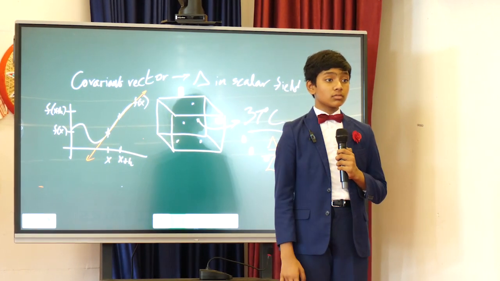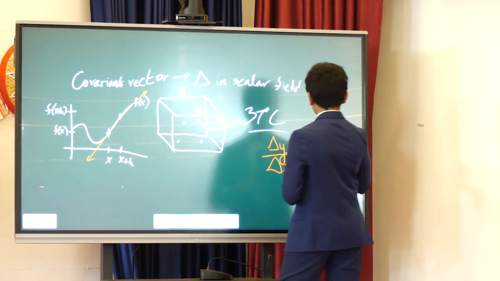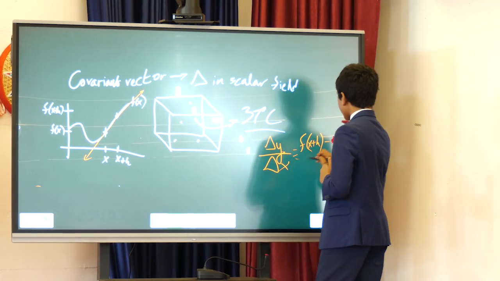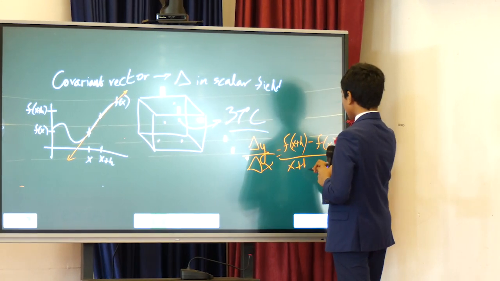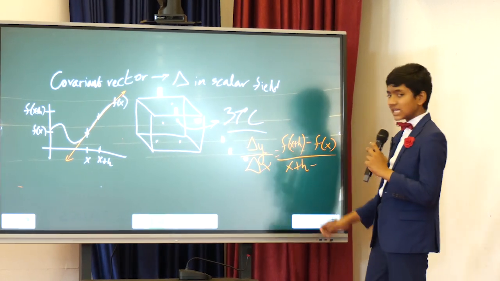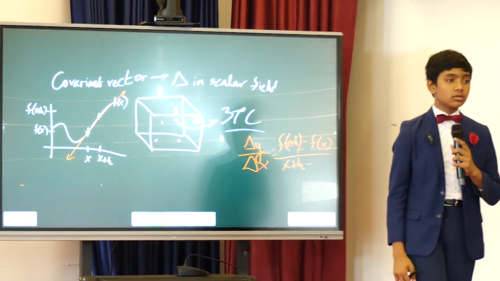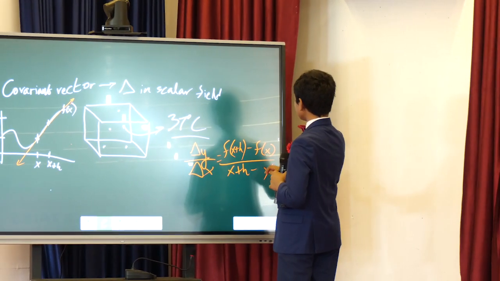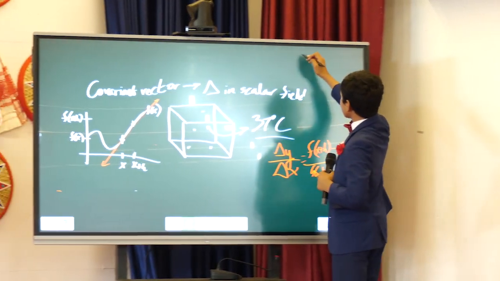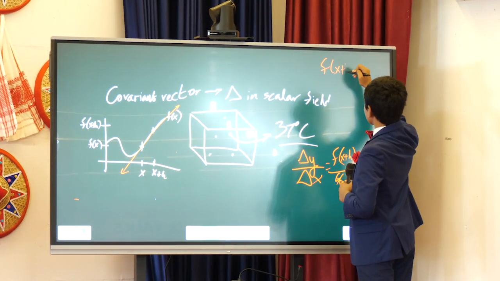Louder. Good. And we divide that by the difference between the final, which is x plus h, and what's the initial? Louder. X. Good. So then these two just cancel out, and we're left with what we call a derivative.